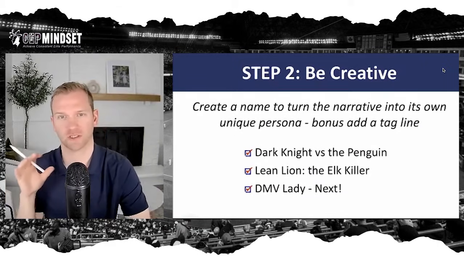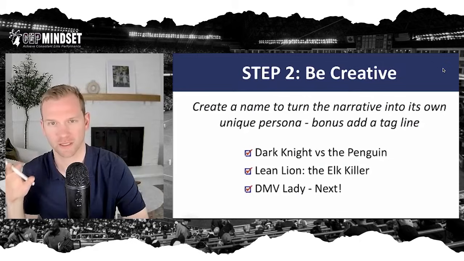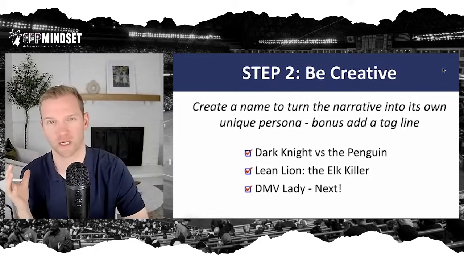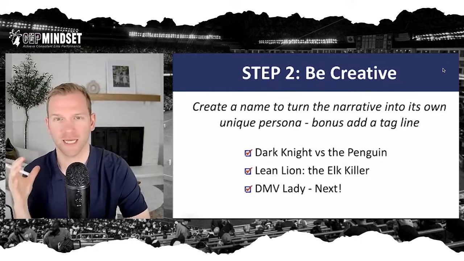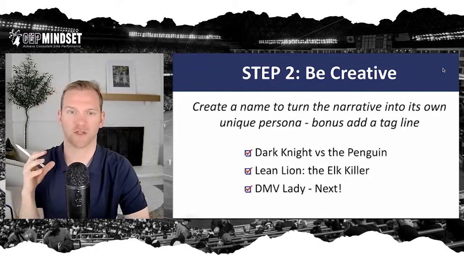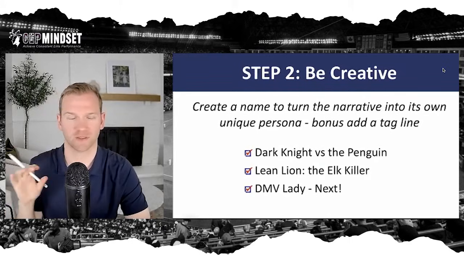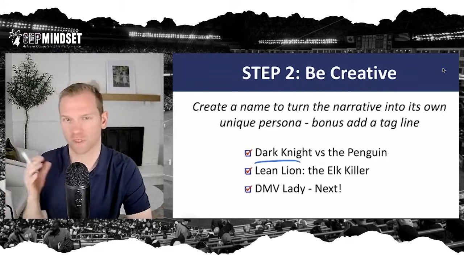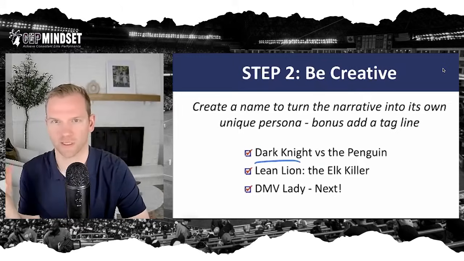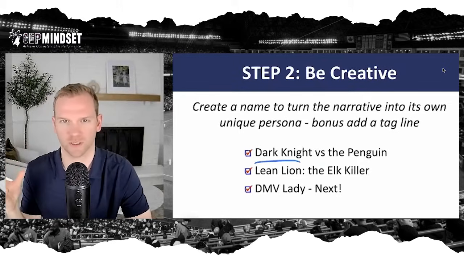And the idea is, as you're starting to create this story and this narrative, you eventually want to summarize it, create a name that personifies it, and you're turning into your own unique persona. You can even add a tagline to it. So some cool other ones, you can go pretty simple here, like Dark Knight versus the Penguin as two contrasting alter ego names.